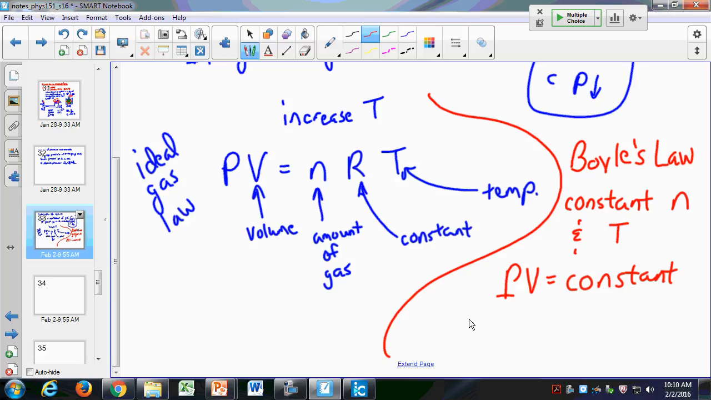And then when you expel air, you make your chest cavity smaller, and if V goes down, P goes up. That causes high pressure inside your chest cavity, expelling that air. All right, just a couple more things, and we'll wrap it up.